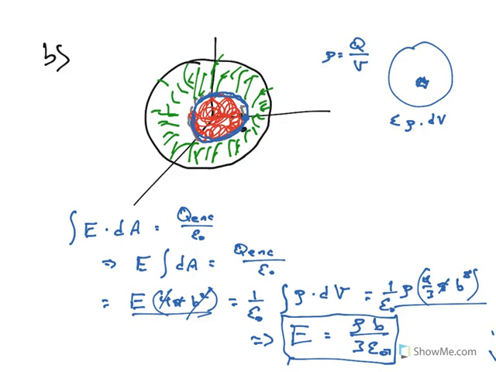And of course, if we were to extend B all the way out to R, then we would get the total charge and we'd get our normal electric field thing.